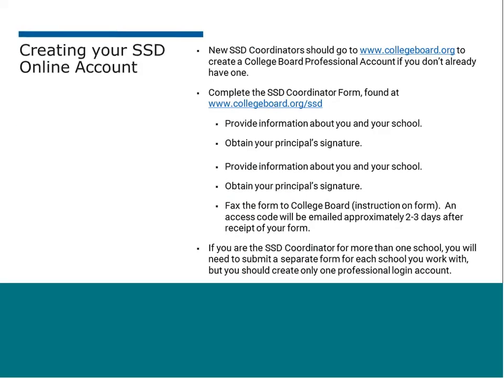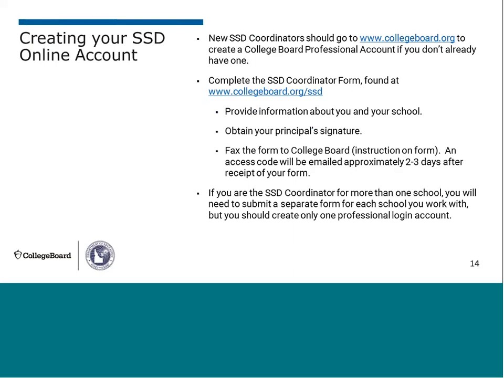So for any of you that are new SSD coordinators, the first step that you are going to need to do is create a College Board account if you don't already have one. To do so, you're going to go to collegeboard.org, and on that primary page, it'll ask you to sign up for an account. Second, once you have that account, you're going to need to complete the SSD coordinator form that is found on the College Board website at collegeboard.org/SSD. This form is going to ask you to give information about yourself and your school, and does require a principal's signature in order to authorize you to have access to the system.